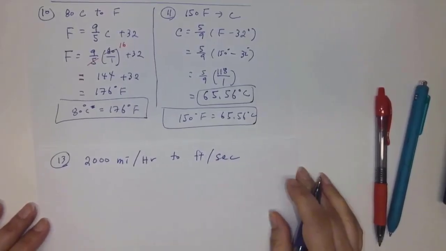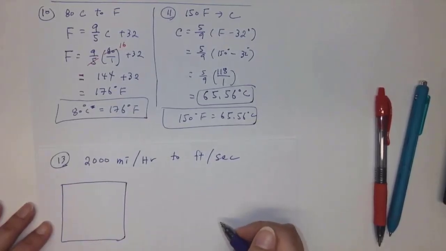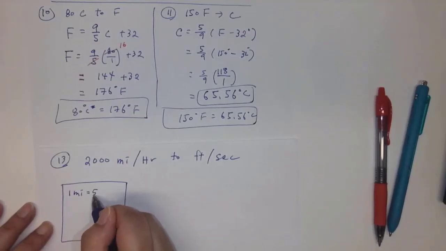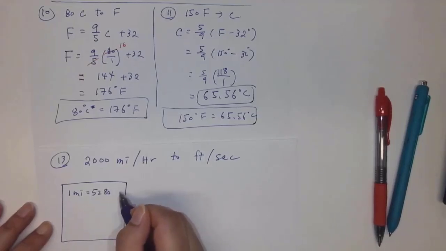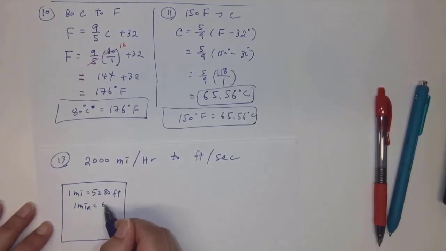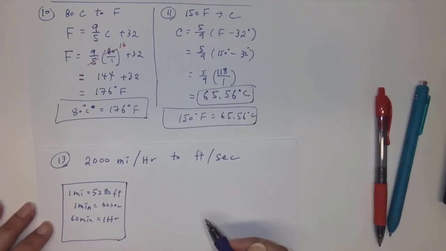So when you do questions like this, I want you to list the things that you use for that. What am I going to use? I'm going to need 1 mile equal to 5280 feet. What else do I need? Okay, 1 minute is 60 seconds, I heard, and then 60 minutes equal to 1 hour, or 1 hour equal to 60 minutes, either way.